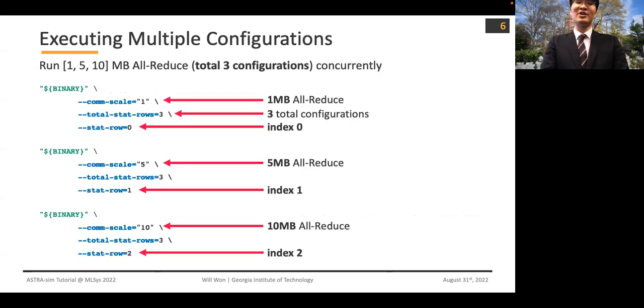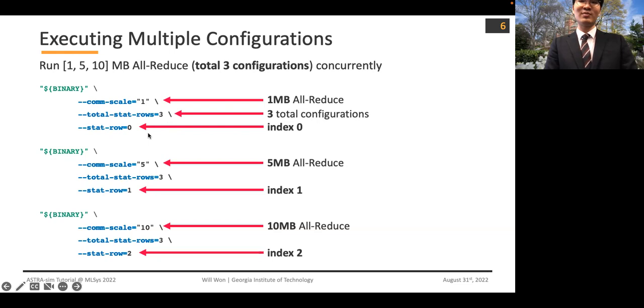Then this is another feature: executing multiple ASTRA-sim instances and yet collecting the result in one single CSV file. To do that, whenever you call ASTRA-sim, you designate this number, total stat rows, which is nothing but how many rows you want to store in a single CSV file. In the example here, we are running 1, 5, and 10 megabyte all reduce. So we are running 3 ASTRA-sim simulations. That's why I set it to 3.